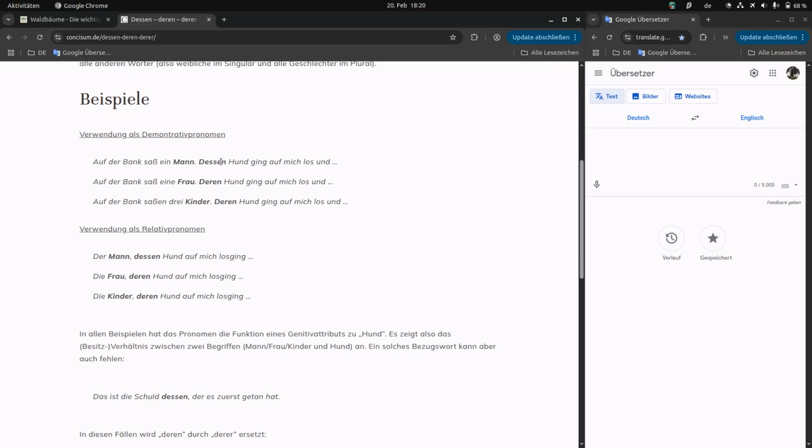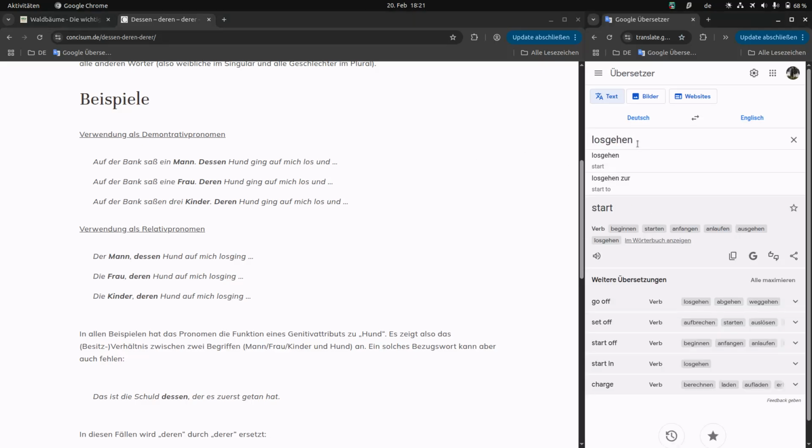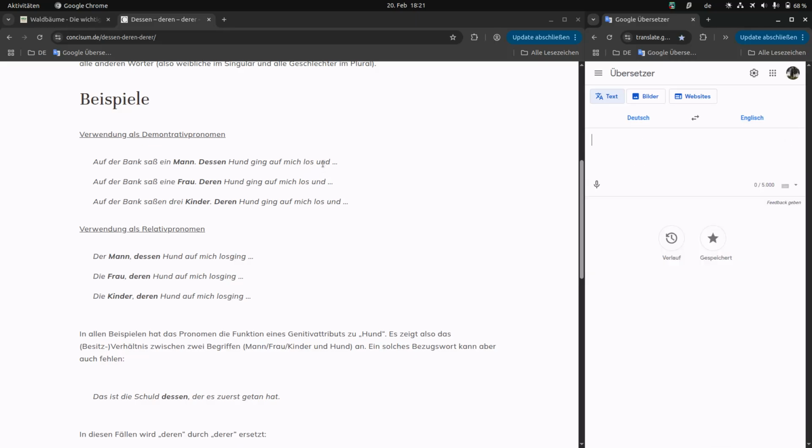Dessen, so, he, like, belonging to him, basically. Hund, dog. Ging auf mich los, went on me, start, basically. This just means losgehen. In this case, this is very colloquial, and in general it means to attack someone. So dessen Hund ging auf mich los: his, like, belonging to him, dog went to attack me.